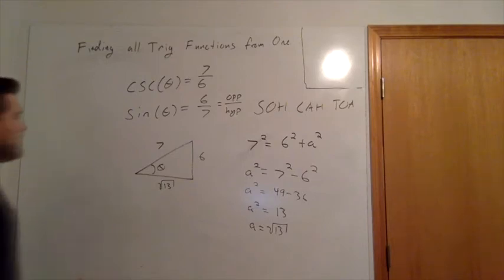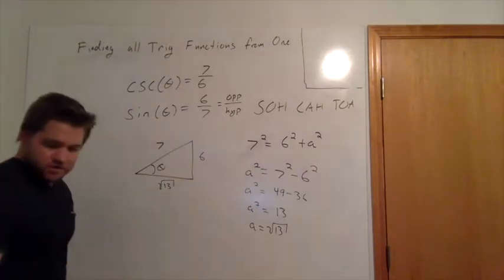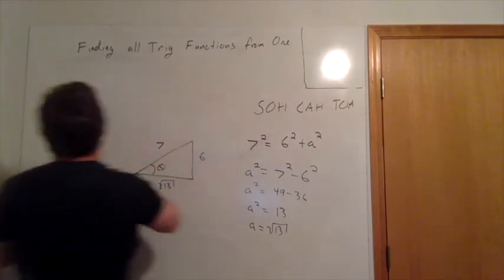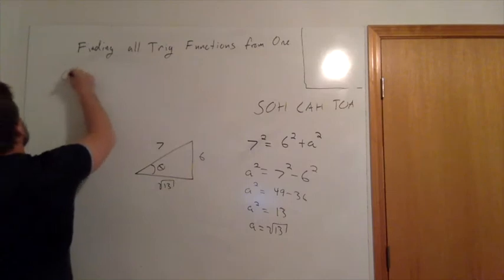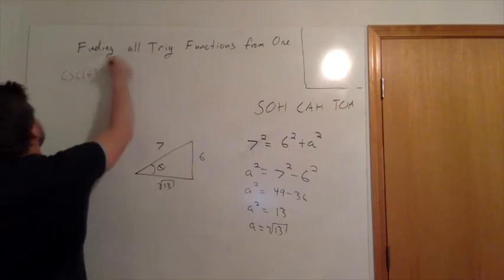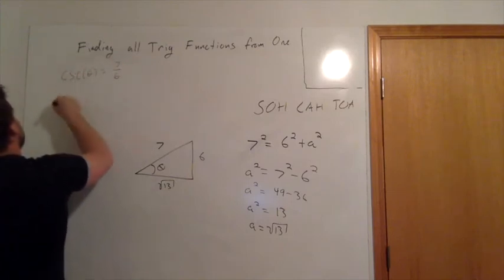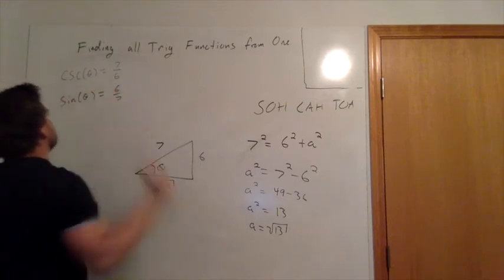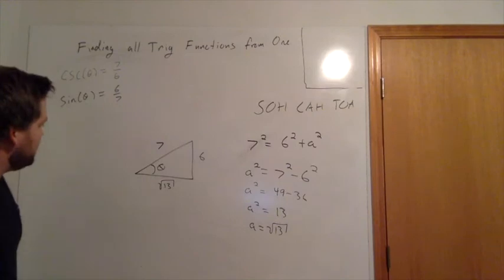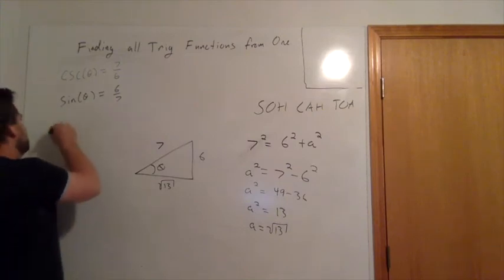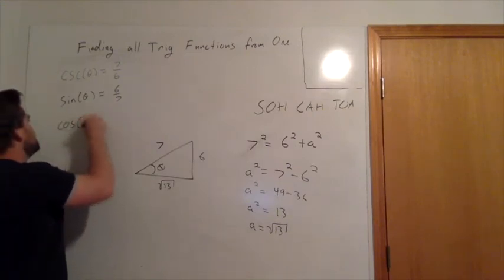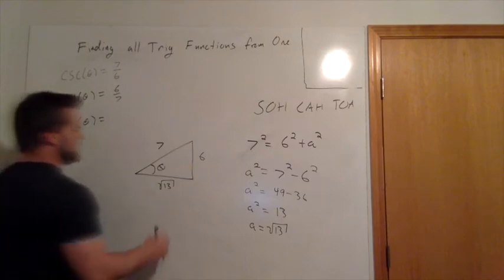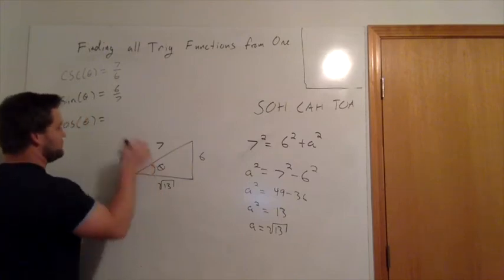Okay, let's go ahead and find cosine. Maybe I'll move some of this over. So we already knew that cosecant of theta was 7/6, so we know that sine of theta is 6/7. Let's find cosine. So cosine of theta. Cosine is adjacent over hypotenuse, so that would be root 13 over 7.